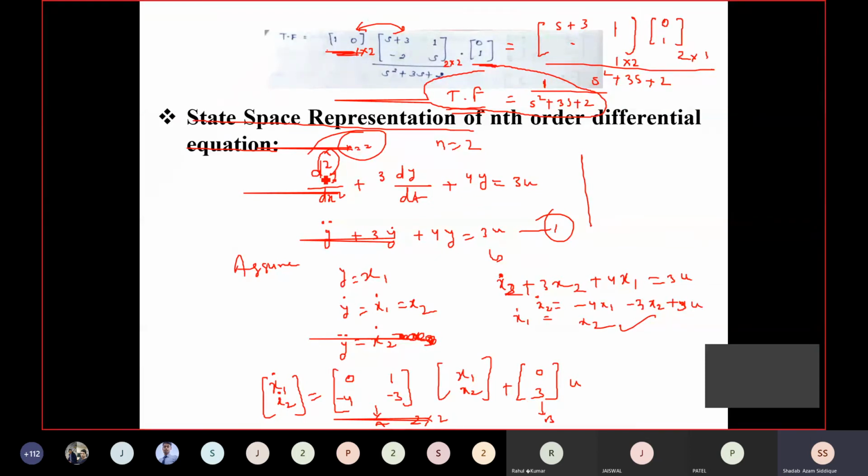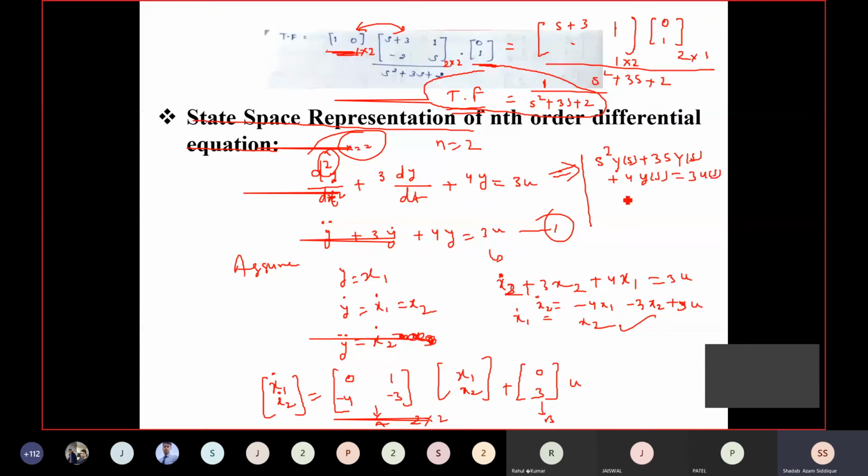It is given as a differential equation; take it in Laplace. So try to take a Laplace. What will happen? This will be s square y of s plus 3 into s y of s, because d by dt is s, and d square by dt square is nothing but s square. So this will be s square y of s. Now again we have 4 y of s, which is equal to 3 u of s.